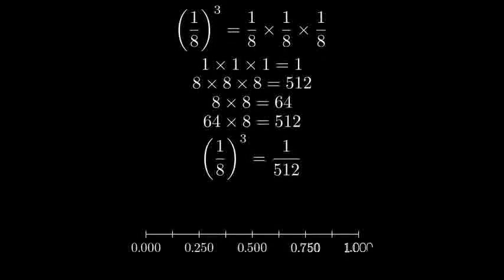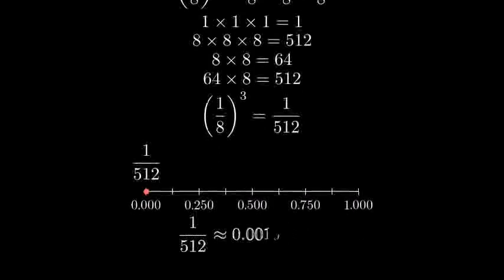Let's visualize this with a number line to see just how small this fraction is. To put this in perspective, 1 over 512 is an extremely small number, less than 0.002. This shows how quickly fractions can become very small when we raise them to powers.